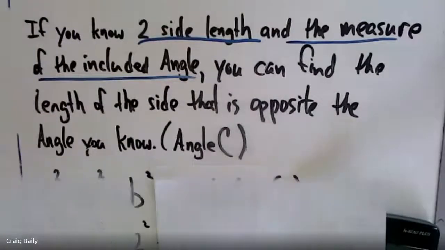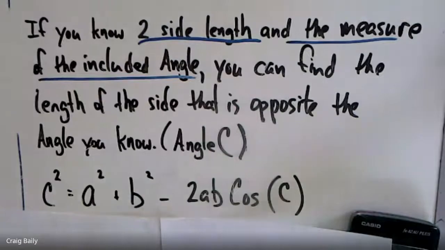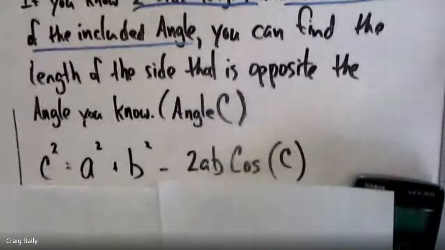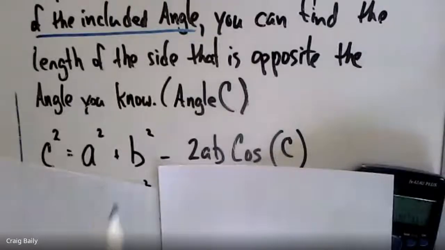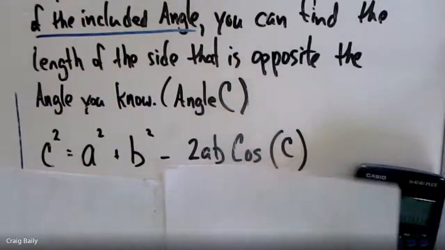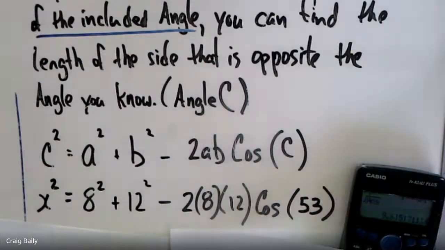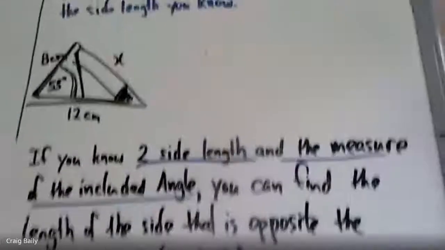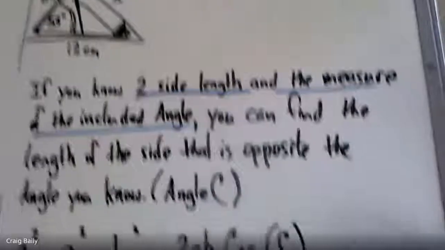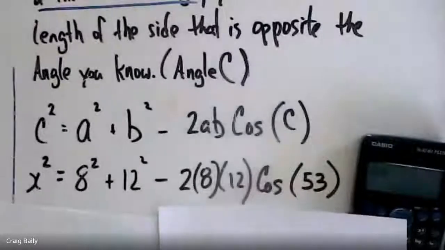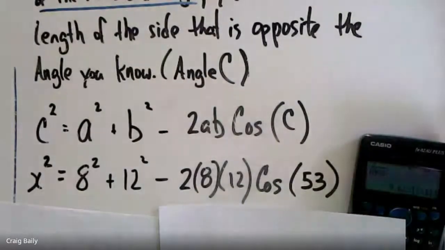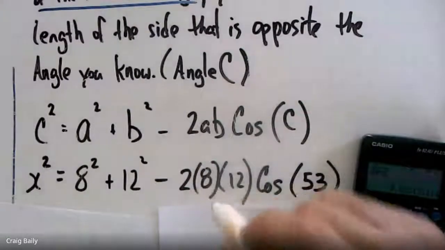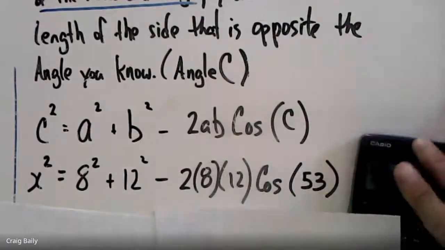Please add this formula to your notes. If you want to find side length c, it's going to be c squared equals a squared plus b squared minus 2ab cosine C. Now please note this is c squared. I'm going to substitute in the information that I know from the given problem. And in this case, okay, please do put that triangle in your notes. And then we're going to substitute in the values given. So x squared is 8 squared plus 12 squared minus 2 times 8 times 12 times the cosine of 53.